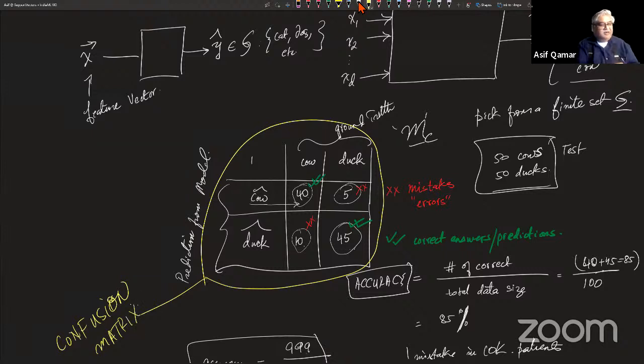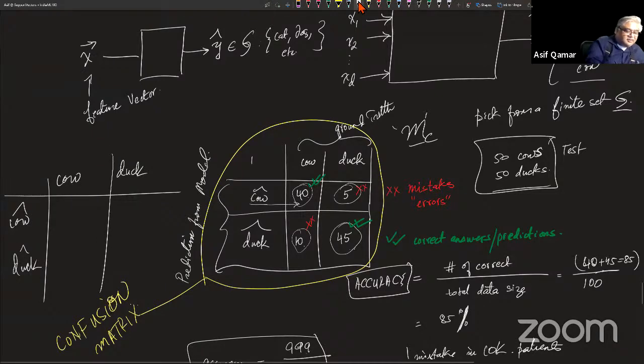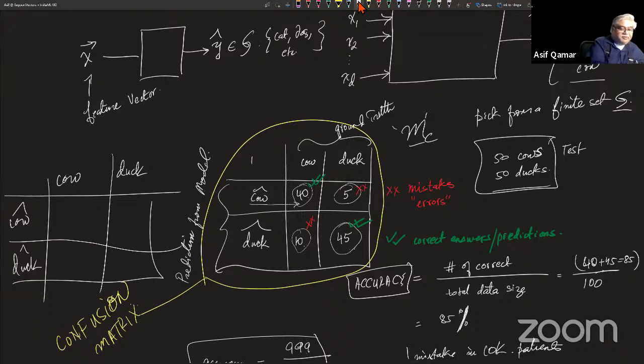So if your model is perfect, what would be the sign of a perfect model? So for example, cow, duck, cow, hat, duck, hat. A perfect model would be 50, 50, 0, 0. Do you see that, guys? No mistakes. The principal diagonal would contain all the data points, and the off diagonals will be empty. Means all the cows were correctly identified as cows, all the ducks were correctly identified as ducks.